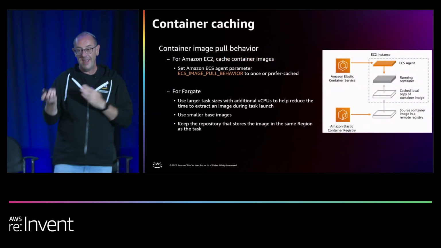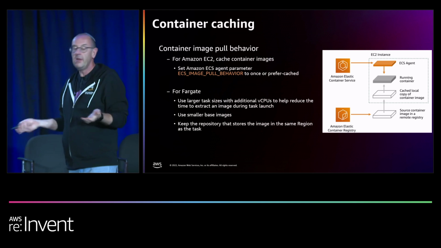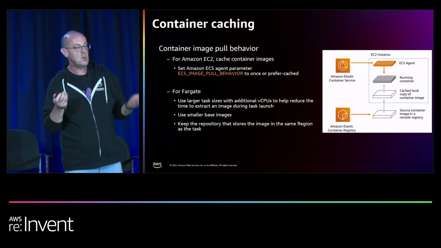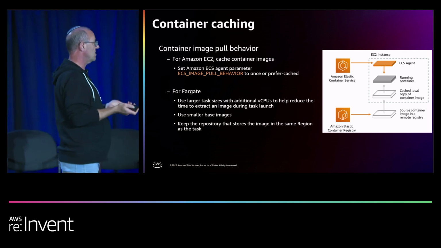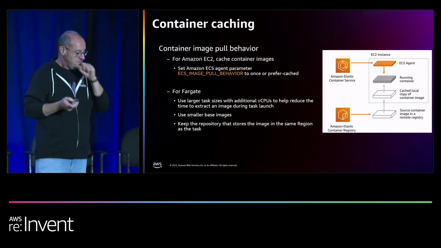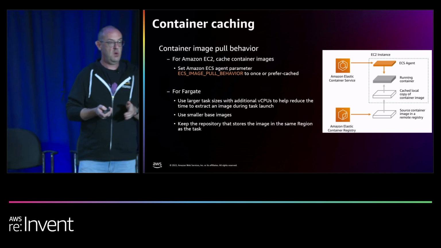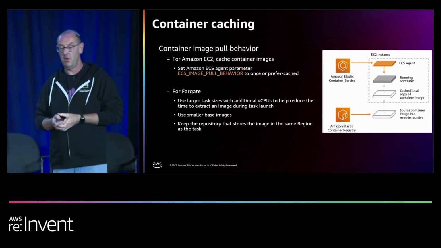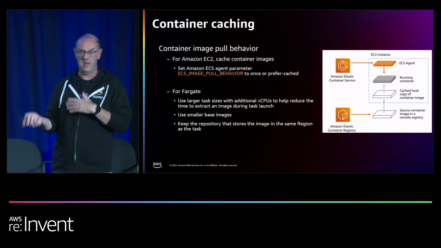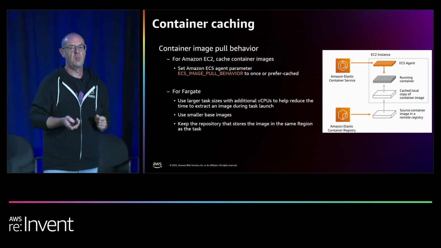Let's talk about container caching. Containers run from container images. Images are stored in a repository of some sort. So I'm going to differentiate between the two different compute platforms that you have for running containers, which are serverless Fargate and EC2, because they're different.